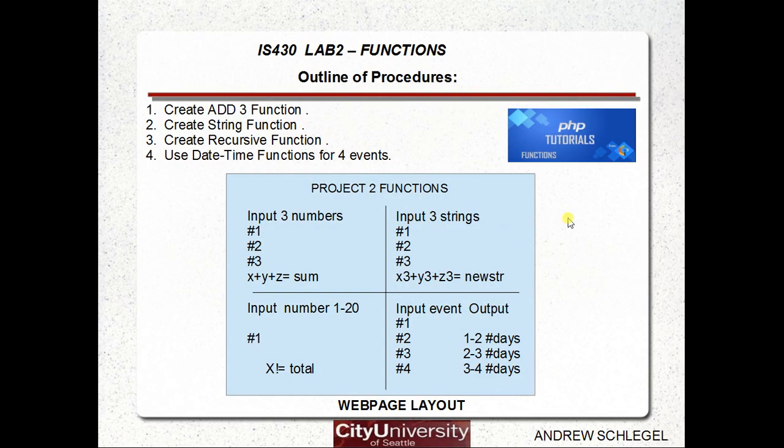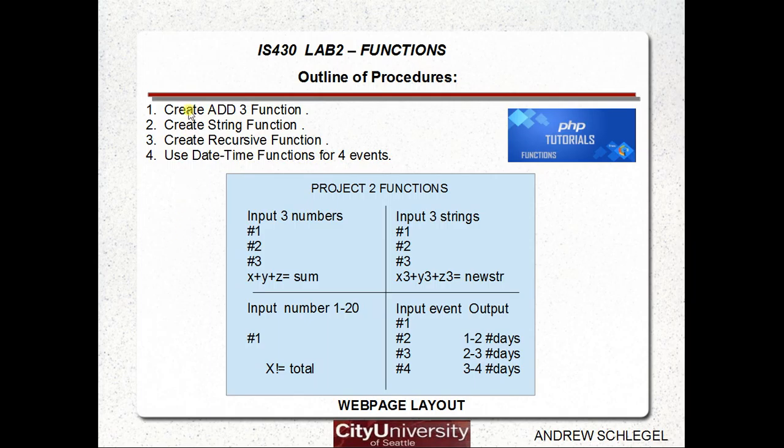Okay, so basically here's the functions we're going to create. This is the outline of the procedures. We're going to create an add function, create a string function, and create a recursive function. That's 3 functions. And then we're going to use the date time functions that gives us the number of days between 4 separate events. Okay, so this is what your web page layout will look like. Of course, your CSS should look better than this, but this is the general idea, that all of these functions are going to be working at one time and be on one web page.